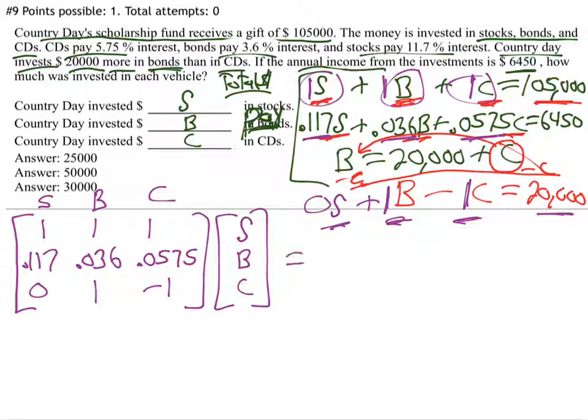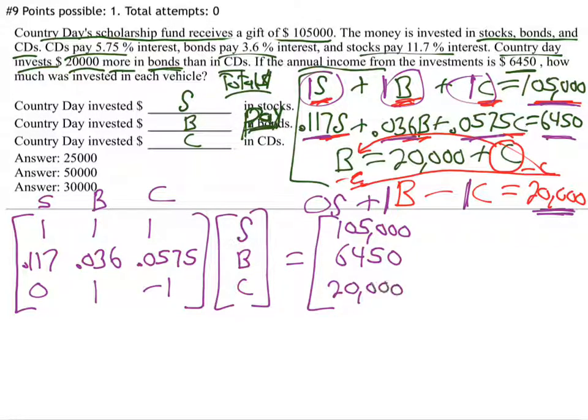There's the matrix equals, and what are the three numbers? Well, they are the right side over there, which is 105,000. And the second one is 6450. And the third one is 20,000. So there's the three. All right, so there's our matrix equation. So now you know how this works, right? This is matrix A, this is the X, this is the B.